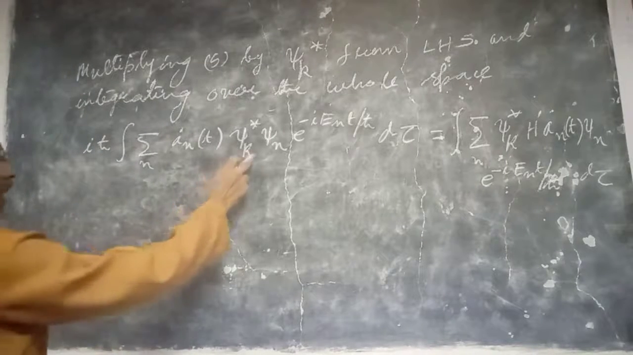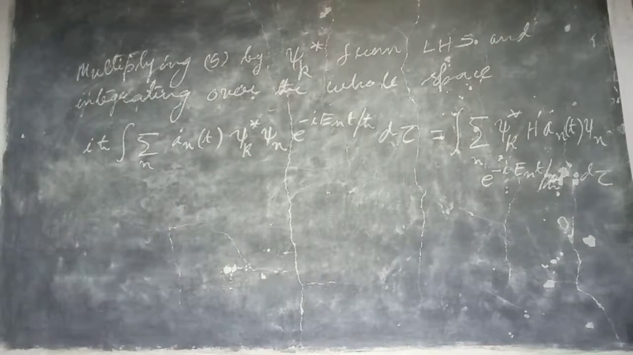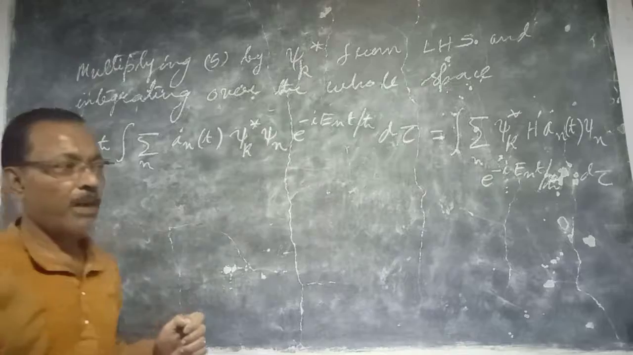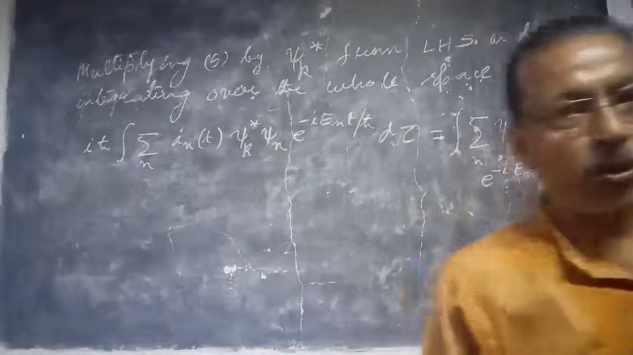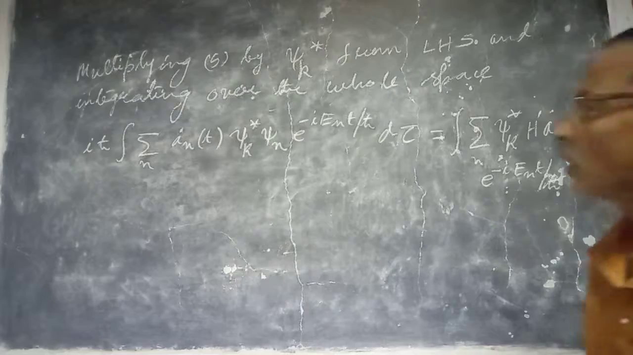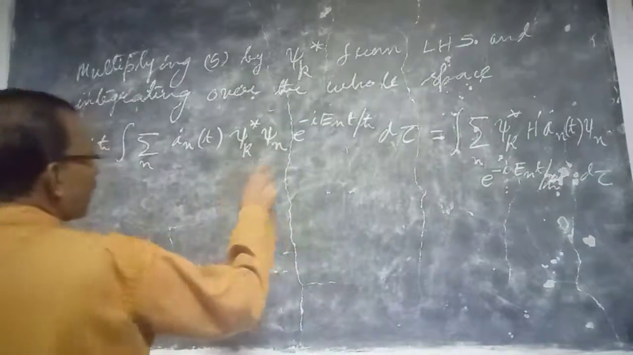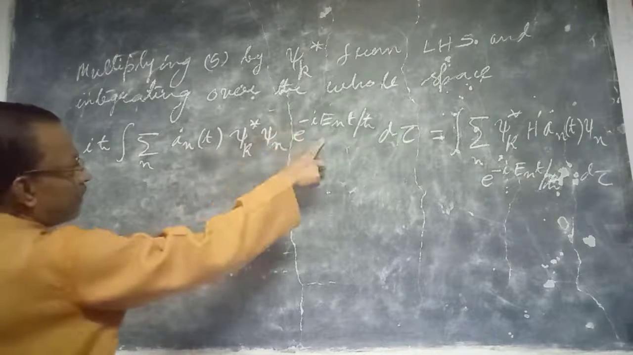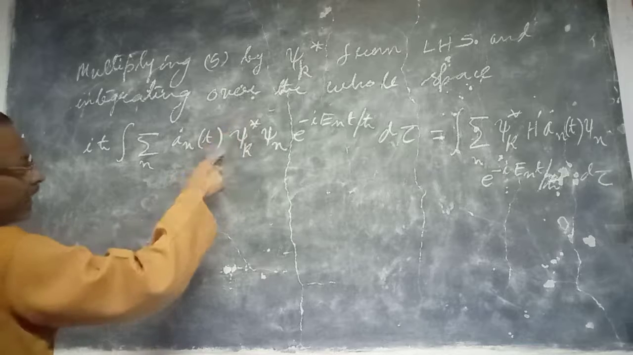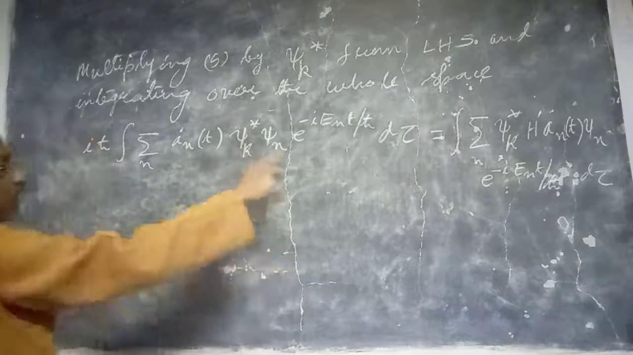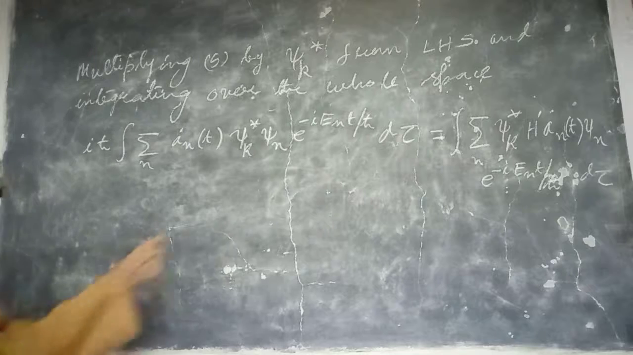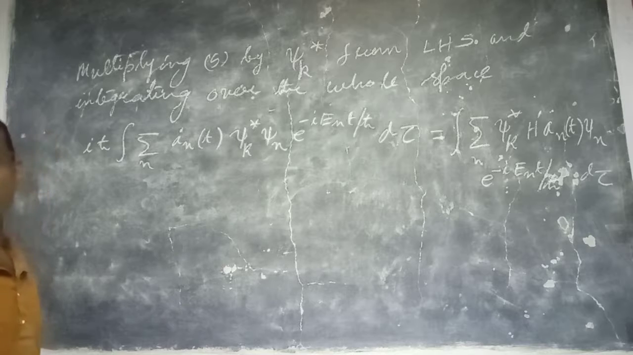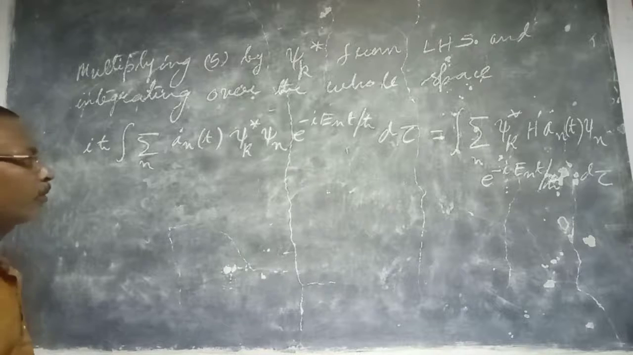Now psi n and psi k are the eigenfunctions of H0 of two different states, and H0 is Hermitian, so its eigenfunctions are orthogonal to each other. This is the integration over space, while the other is a time function, so we get the integration psi k star psi n d tau. The value of this integration is delta kn, the Kronecker delta. So only when k is equal to n do we get the value, otherwise 0. They are orthogonal to each other.